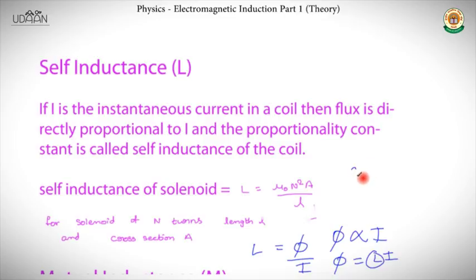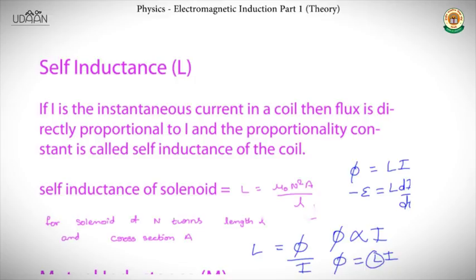And if we see this relation phi equals L into I, we can also differentiate it. If we differentiate this, we get minus E equals L into dI by dt, and this E is called the EMF developed in the coil. And this is directly proportional to the rate of change of current. So next we see that for a solenoid also, for example, the self-inductance has the formula L equal to mu naught n square A by l, right?